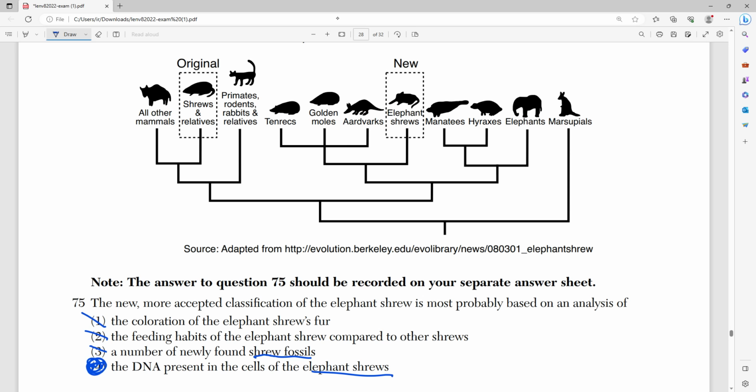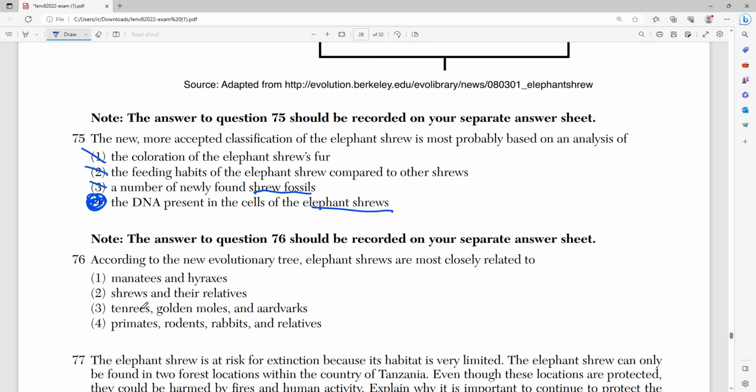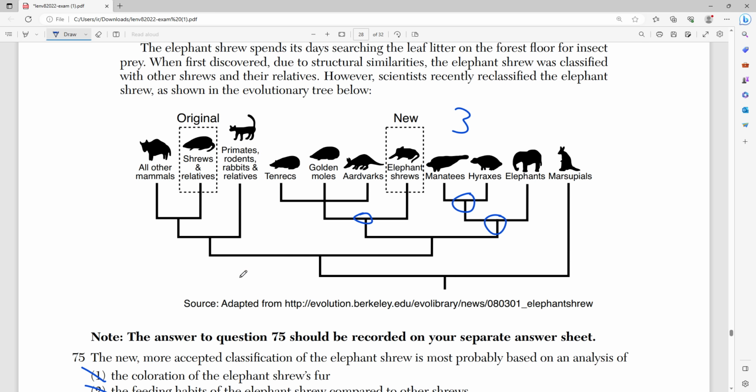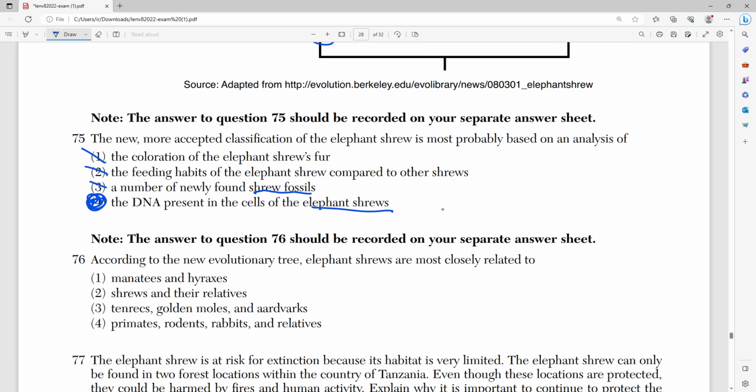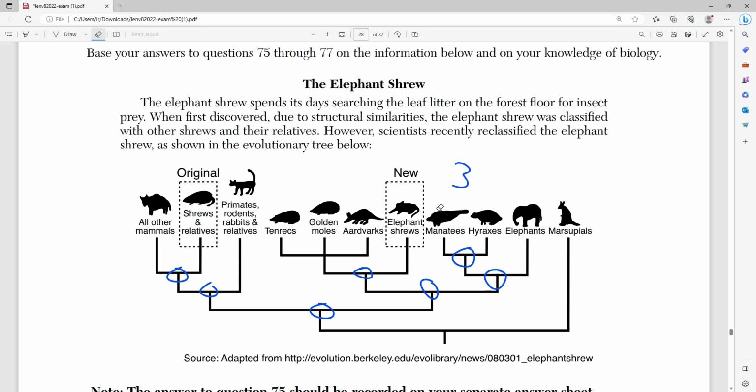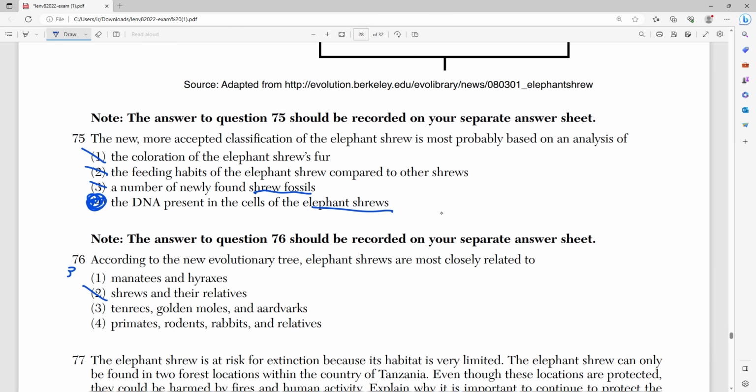So here, manatees and hydraxes, that's 1 node, 2 nodes, 3 nodes, right? So that's 3 nodes away. Shrews and their relatives, well, that's 1 node, 2 nodes, 3 nodes, 4 nodes, 5 nodes. That's 5 nodes away, right? So we could automatically eliminate that because this is 3 and that's 5, right? Number 3 says tenrecs, golden moles, and aardvarks. Let's see how many nodes away that is, right? So that's 1 and 2. That's only 2 nodes away. So far 3 is our answer, right? We can cross out number 1.